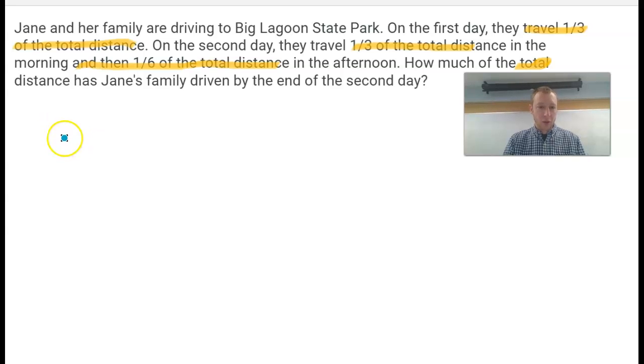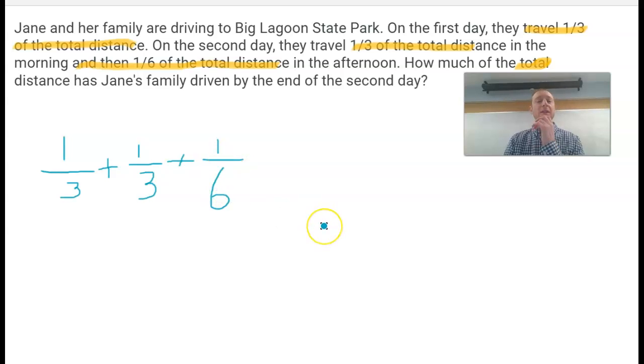We've got 1/3 that they traveled on the first day, plus another third that they traveled on the morning of the second day, and then another sixth. So 1/3 plus 1/3 plus 1/6. So this seems complicated at first, but I think when we list out our multiples, you're going to find that it's pretty simple to find a common denominator.